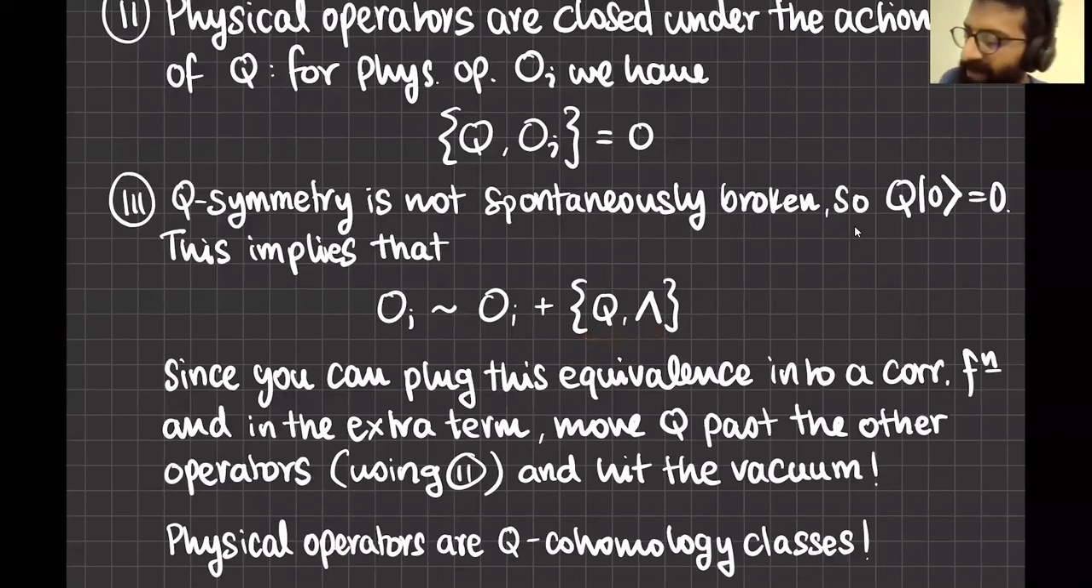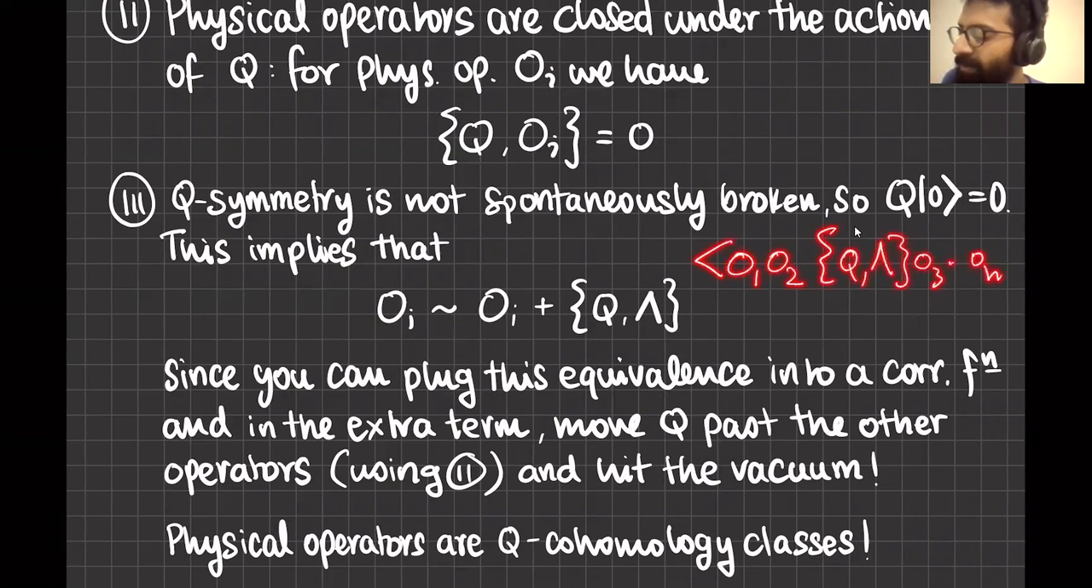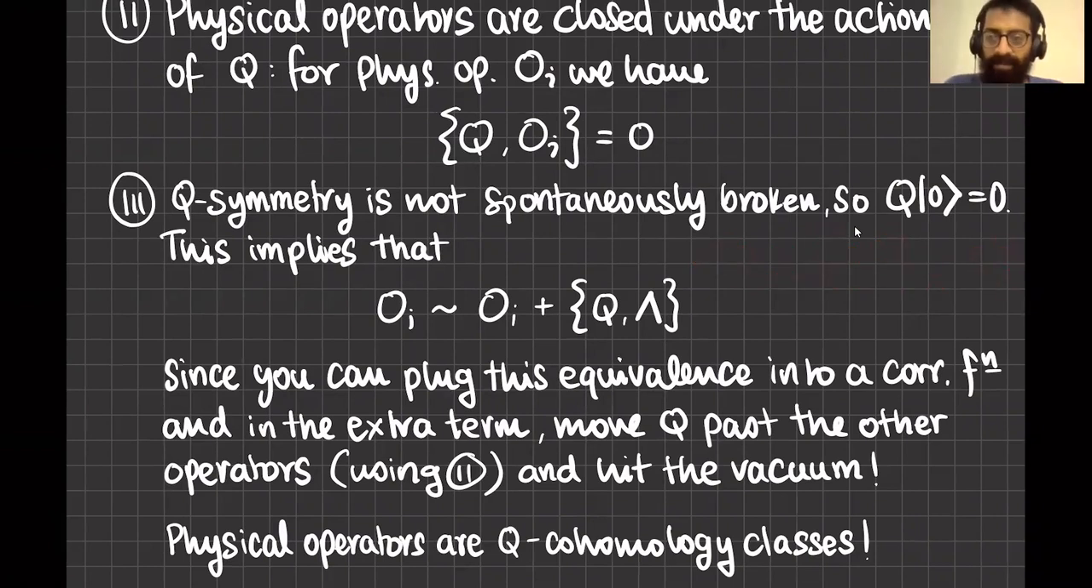So let's say I have a string of operators O1, O2, On, right? Now what I do is I plug in this equivalence relation into a correlator like that. So basically, I'm going to get what I started out with, plus I'm going to get a term like this: O1, O2, [Q, lambda], O3, On, right? I'm going to get something that looks like that.